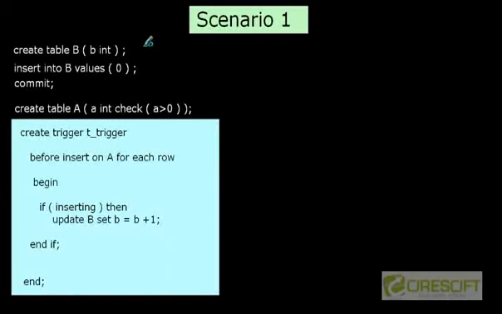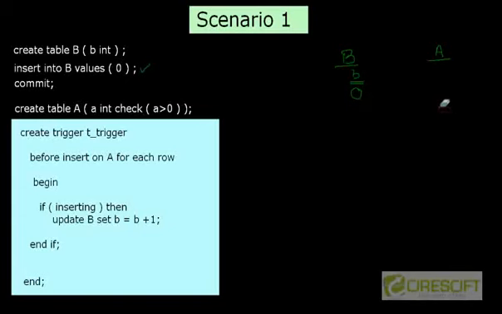In this first scenario, we have a table B, and in table B we have a column called B of integer type, and we insert the value 0. So at this point the value of B is 0, and then we have committed. And then we create another table A, and we have a check constraint in that table that the value of A will always be greater than 0. That means you can insert 1, 2, 3, 4, but you cannot insert -1, 0, and so on. All right, so that is what the constraint says.